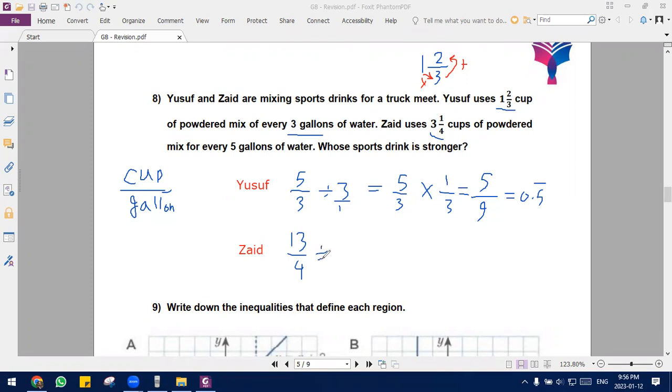Divided by how many gallons he used? 5. Again, we do the same thing. 13 over 4 times 1 over 5, which is 13 over 20. Now using the calculator, we can get the answer, which is 0.65.